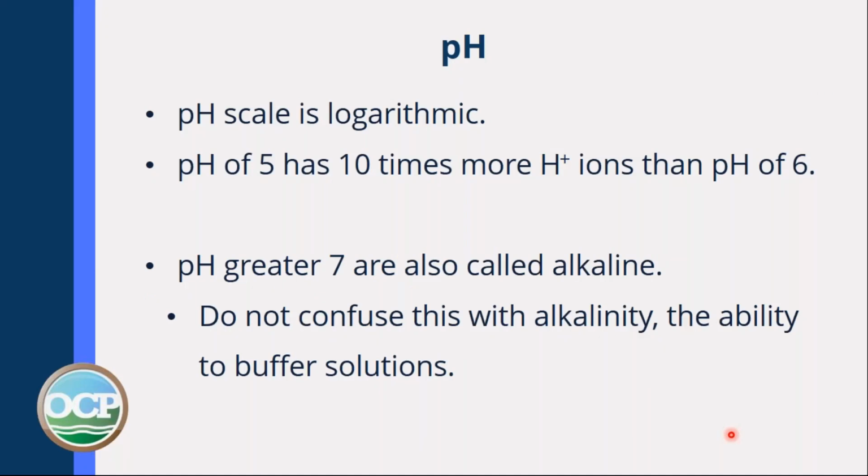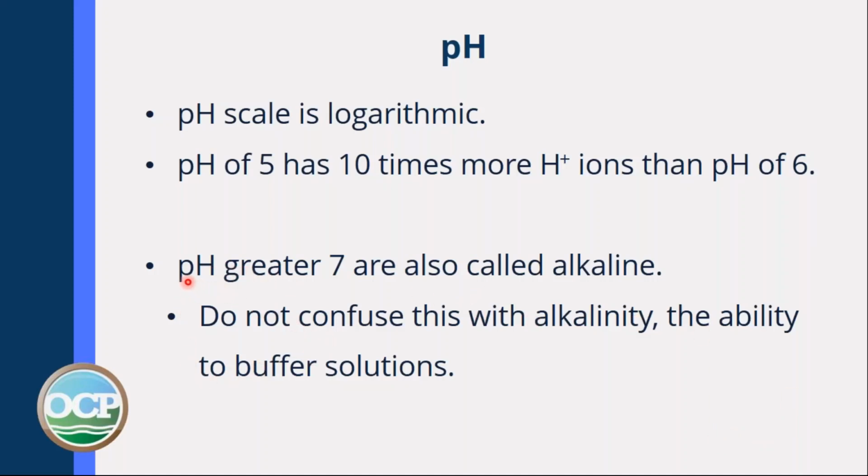The interesting thing about the pH scale is it's not linear. We call it logarithmic, in that a pH of 5 has 10 times more hydrogen ions than a pH of 6. A pH of 4 has 100 times more hydrogen ions than a pH of 6. A pH of 8 has 10 times fewer hydrogen ions than a pH of 7, and so on and so on. Something I just want to make sure that you understand before we go on.